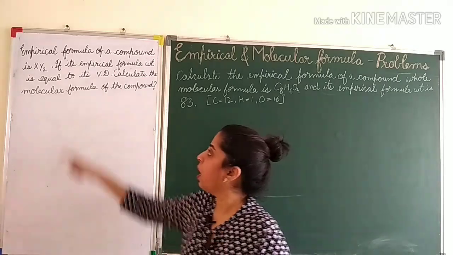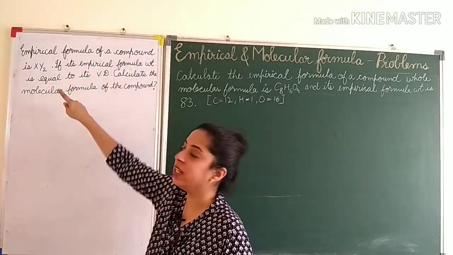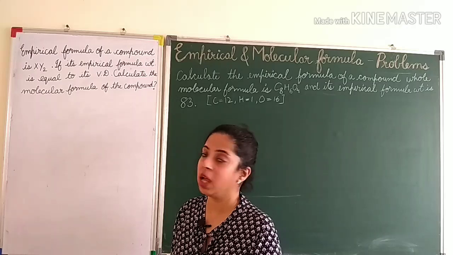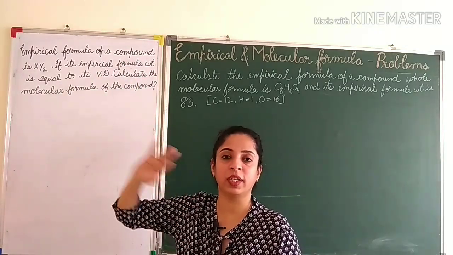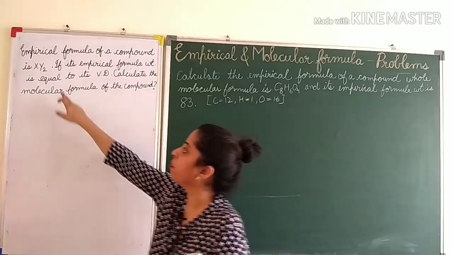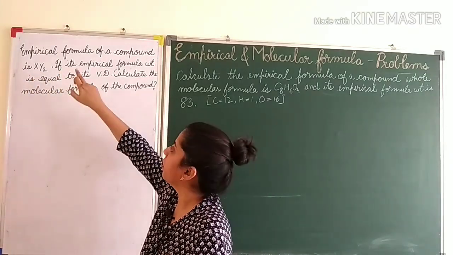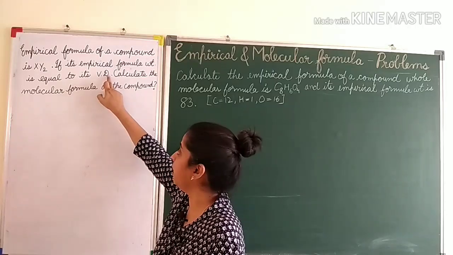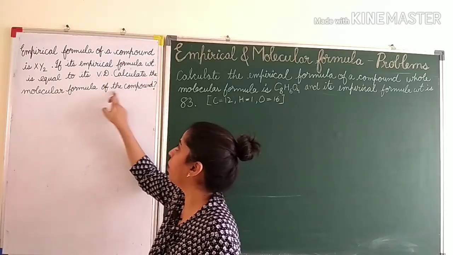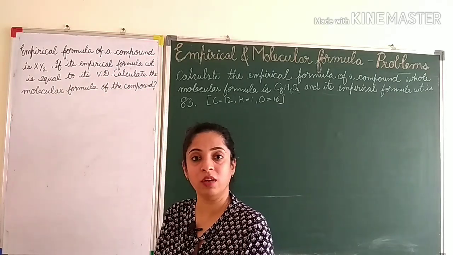See, the empirical formula of this compound is XY2. They have given the empirical formula of the compound, so we need not do the whole table and find the empirical formula. It is already given. If its empirical formula weight is equal to its vapor density, calculate the molecular formula of the compound. Now they are asking for the molecular formula.